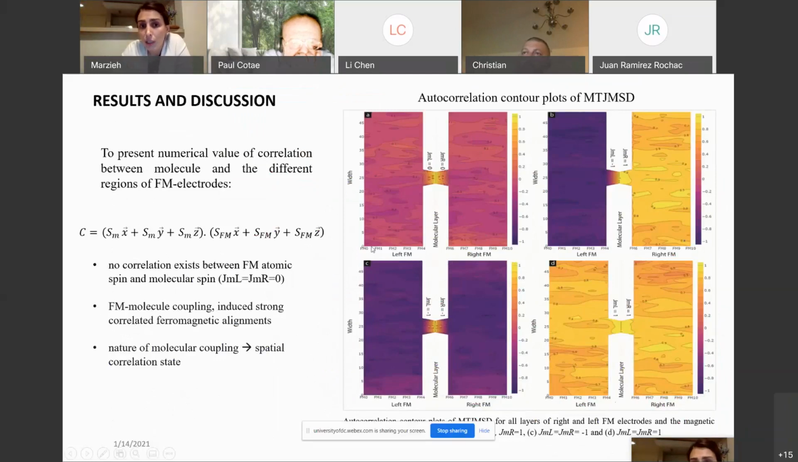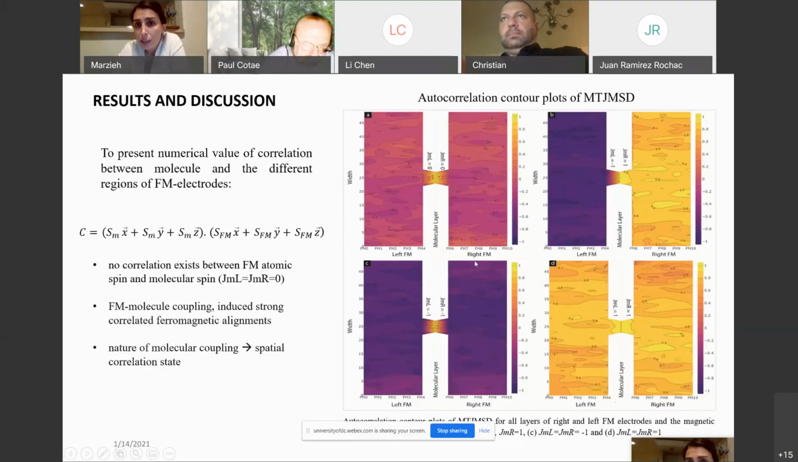So in these plots, we have representation of the device along the width and the depth. The depth of the device is 11 layers. We have 5 layers of the electrodes on the left, 5 layers on the right, and we have the molecular layer between. And the width of each electrode is 50 atoms. Each electrode is 50 atoms long.